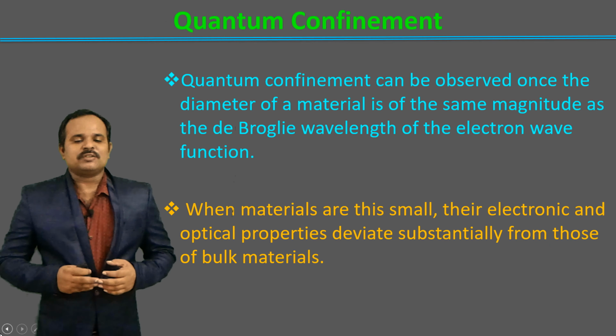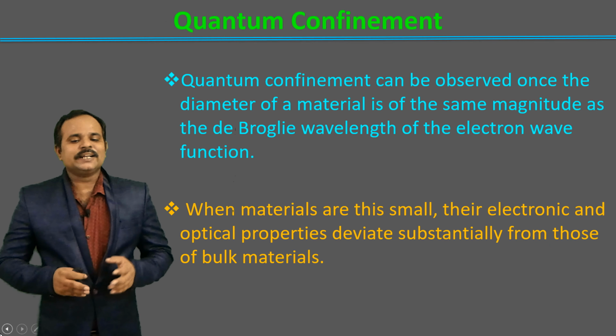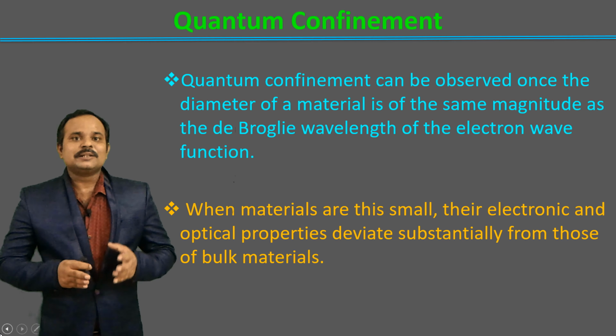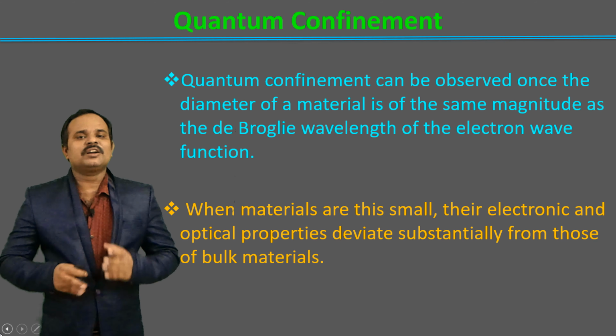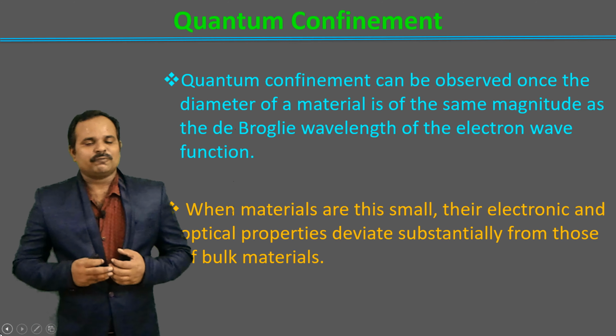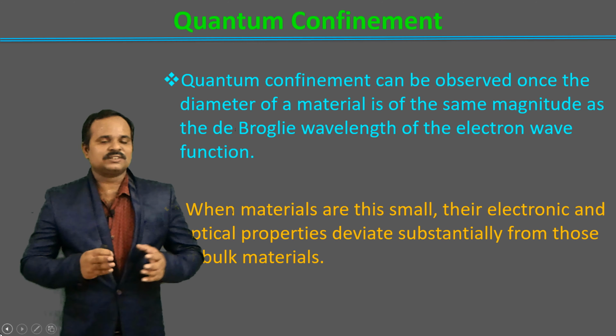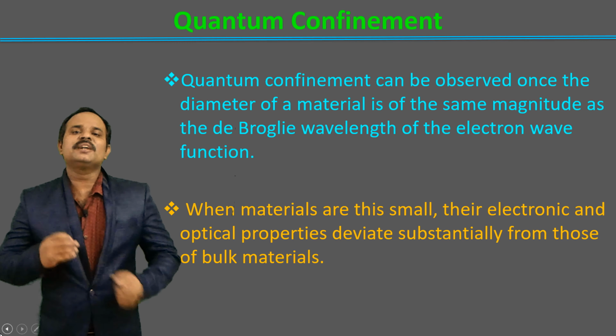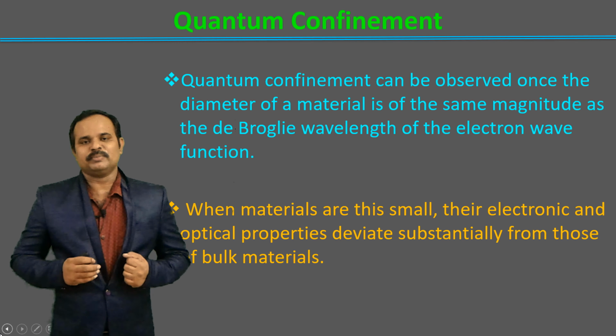Now, what is quantum confinement? We can say quantum confinement can occur only when the particle size is of the order of the de Broglie wavelength of the electron. When the particle size is such a small size, then the electrical and optical properties are going to be completely different compared to their bulk materials.